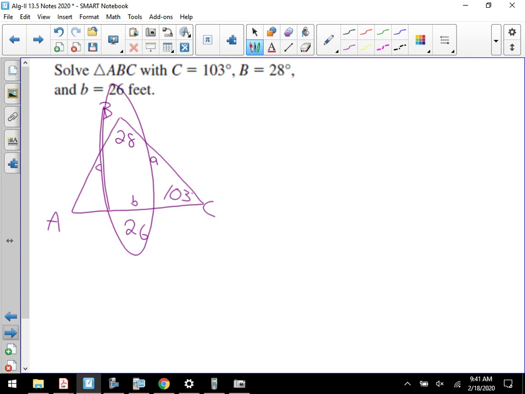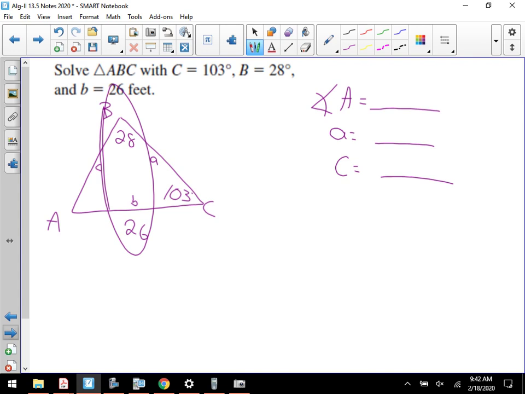Now, what are the 3 things we have to solve for? Little a, big A. Angle A, little c. So I'll make a list: angle A, little a, little c. By doing that, it reminds me, find 3 things, knucklehead. Write those 3 things down.